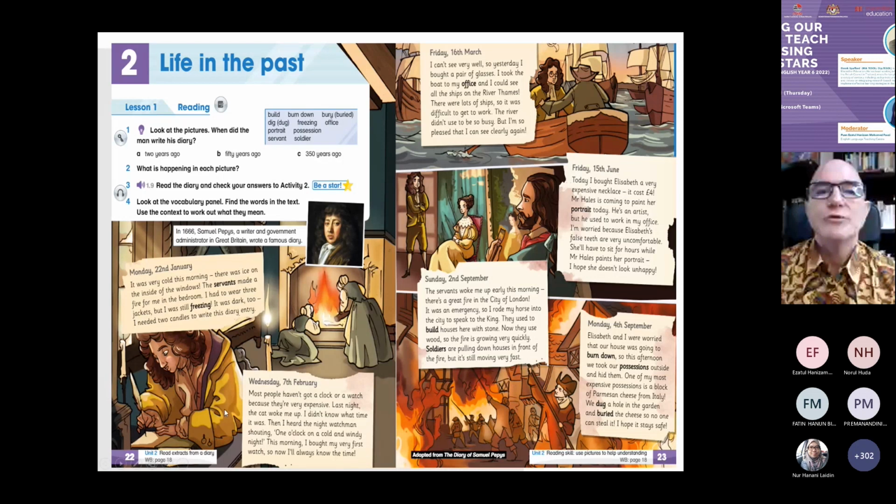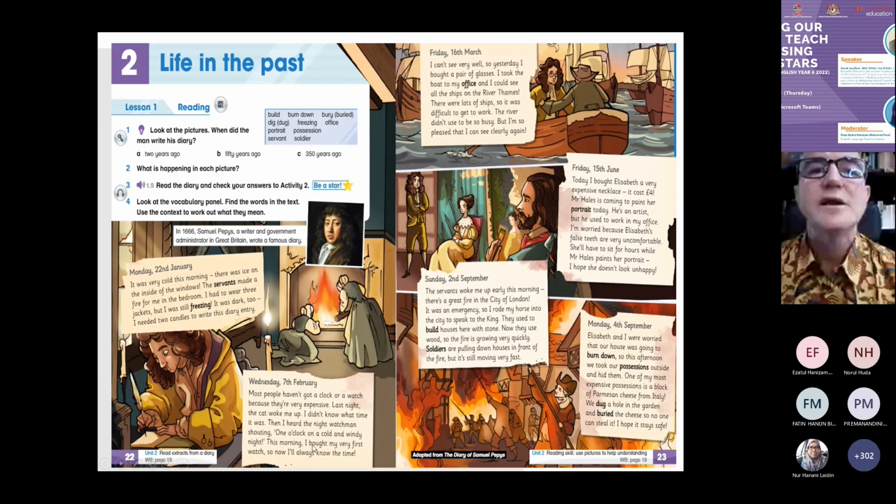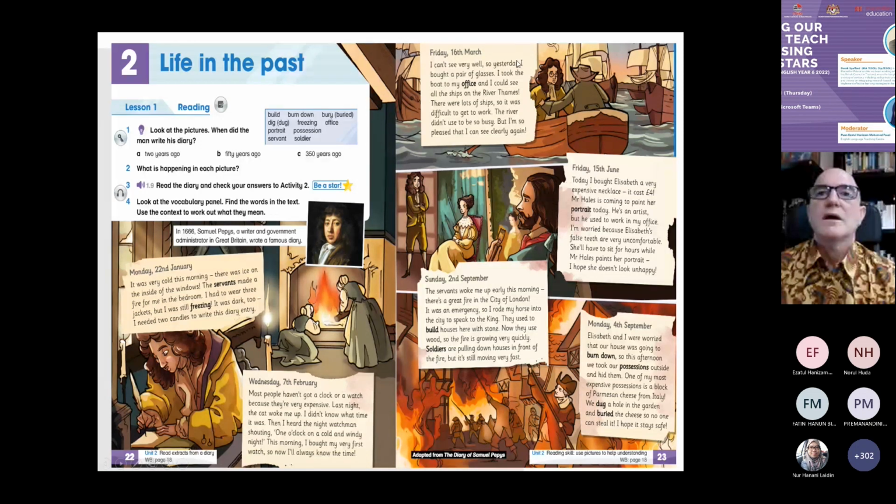But what is new to them is this language here, the language that you can see in Friday, the 16th of March. It says there were lots of ships, so it was difficult to get to work. The river didn't used to be so busy. Then we have Mr. Hales in Friday the 16th. He used to work in my office. Now, strong students might be thinking, I haven't seen this before. This is new. They might not even be thinking it explicitly, but maybe just something's going on in the back of their head. They're noticing that there's something new that they're then going to be presented with.